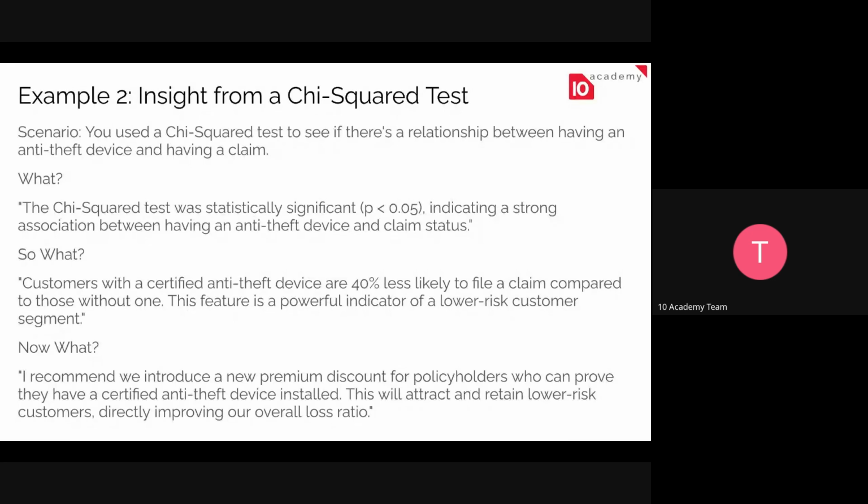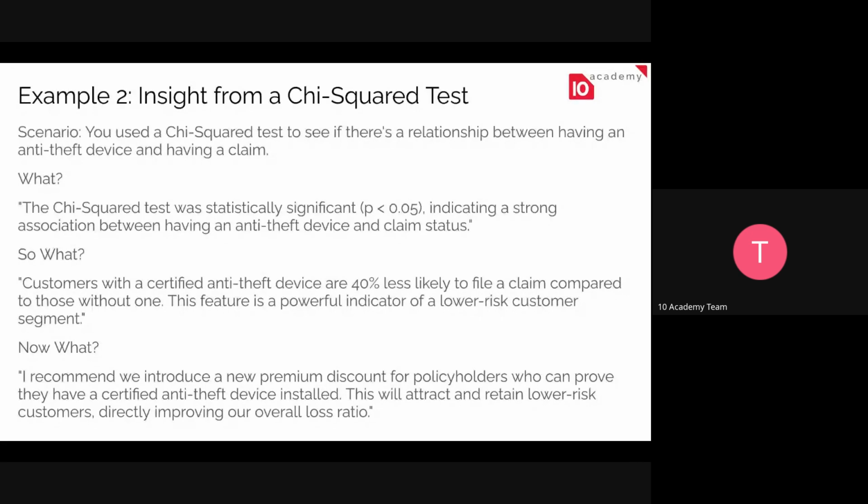Okay. So let's see another example, which uses the chi-squared test, a comparison between two categorical values. For this scenario, again, let me just catch you up to speed. You have chosen a chi-squared test to see if there is a relationship between having an anti-theft device and having a claim. The null hypothesis here would be that there is no relationship between having an anti-theft device and having a claim, and the alternative is that there is a relationship.